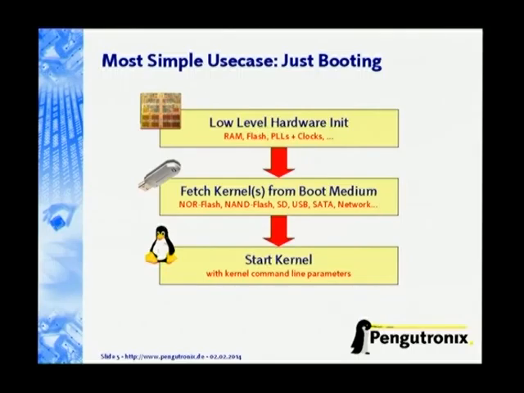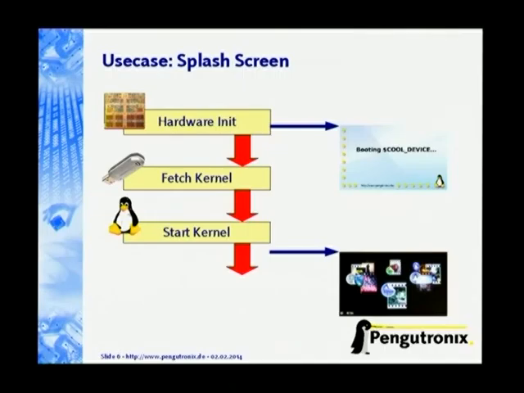And this is where you need to find out what boot medium, which can be any of these here, depending on your use case and on your actual hardware. And when you fetch the kernel from the boot medium, you just call the kernel and start it. And from there, an embedded Linux system is more or less like any other Linux system where the kernel starts and mounts the root file system and this kind of thing.